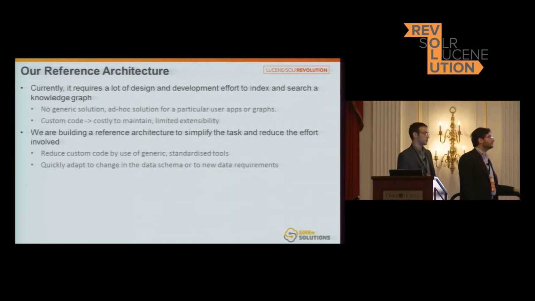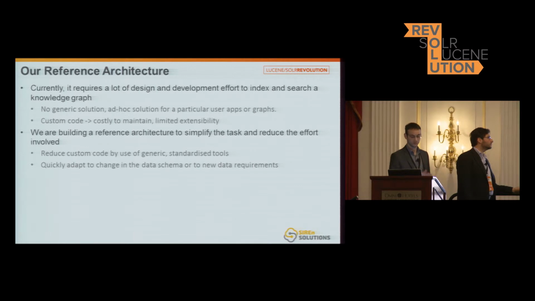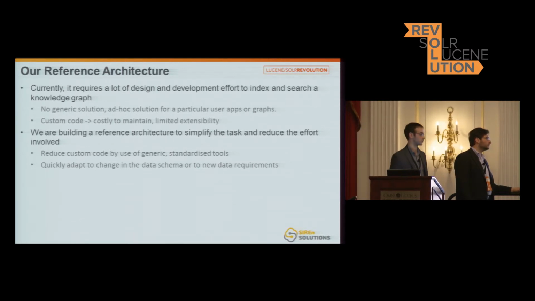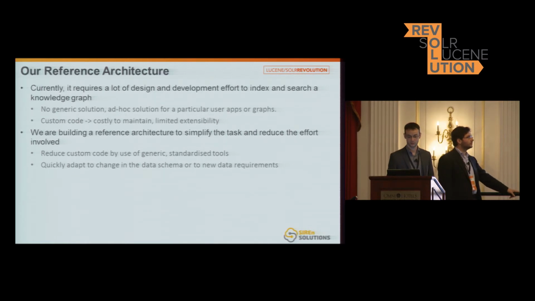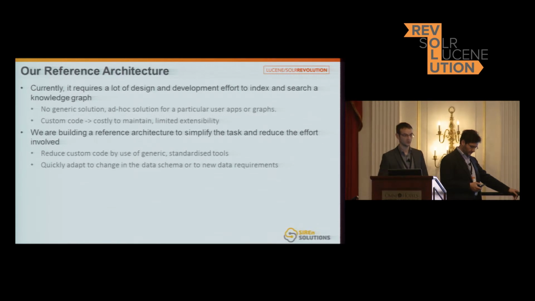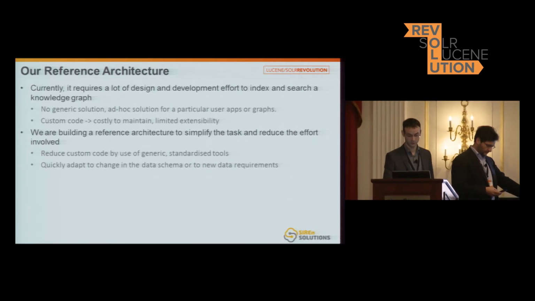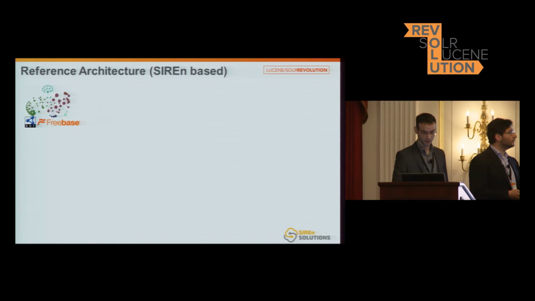So what we did is try to abstract all these steps and create a reference architecture to reduce custom code by using generic standardized tools. Also, one requirement of the reference architecture was to quickly adapt to changes in the data schema. For example, if your data schema changes, or if you have new data requirements in your search, you should have to make the least modification to the code or the pipeline to support this. Giovanni, do you want to?